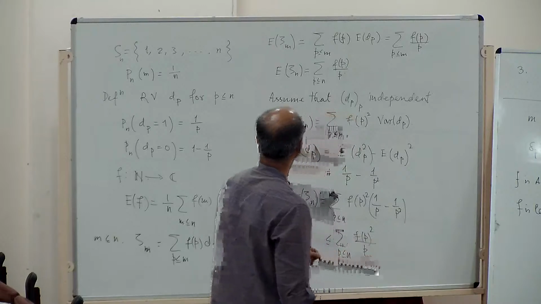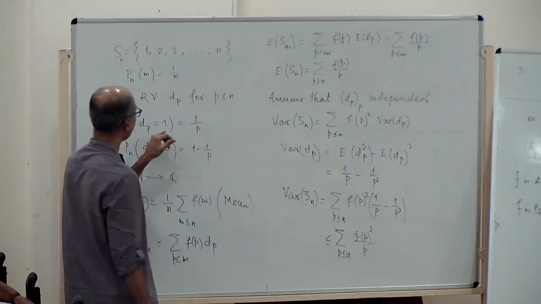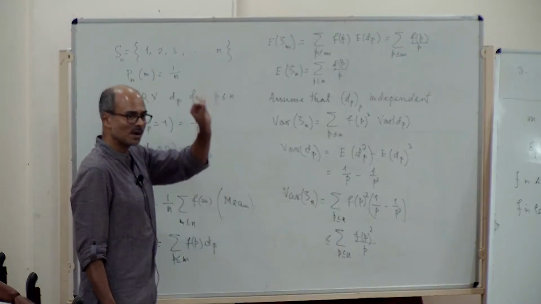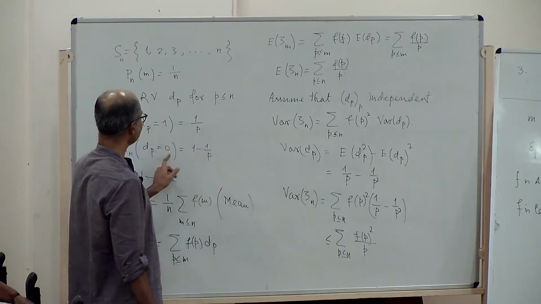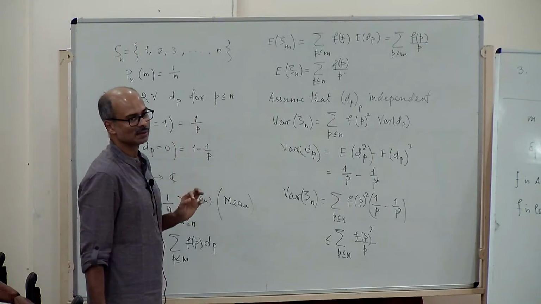Expectation of d_p, because it takes value 1 with probability 1 over p, is 1 into 1 over p plus 0 into this thing. So that just goes away, and just 1 by p survives.